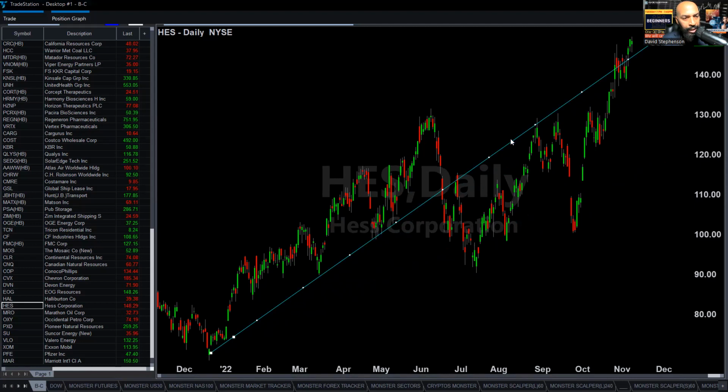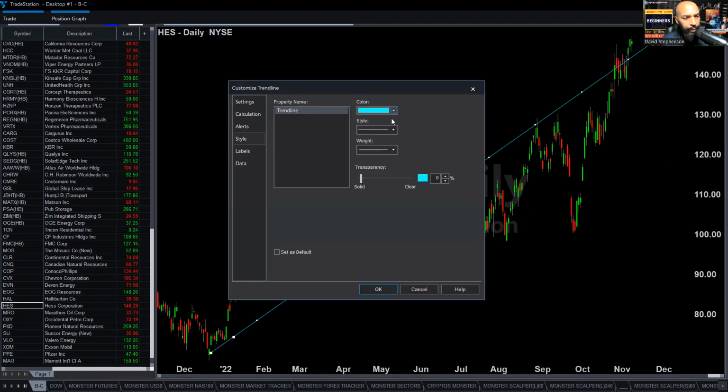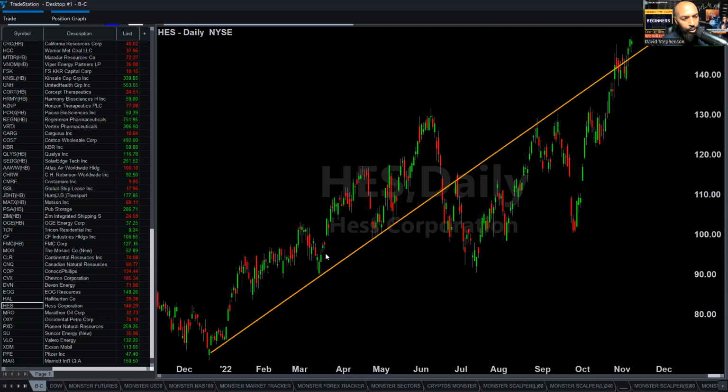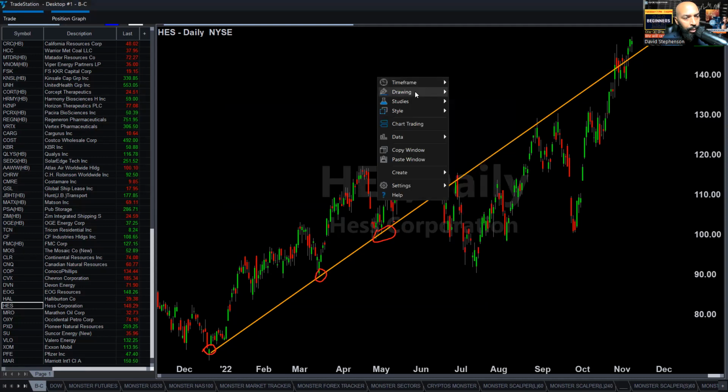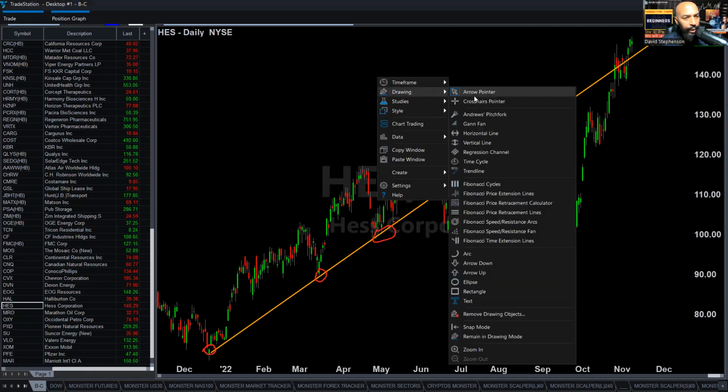So this is an upward trend line here. An upward trend line right here. Find your lowest point, like right here. Touched here, touched here. Okay, so that's your upward trend line. And then if we want to draw a channel, we can do that also.